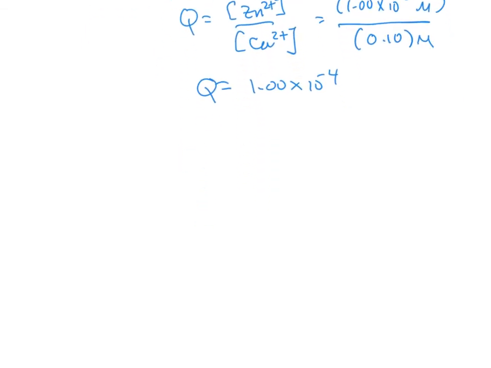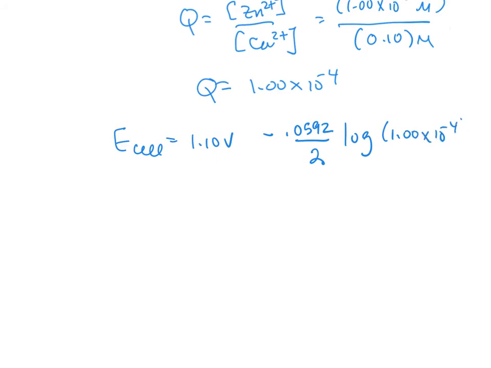Then you go and put it into the Nernst equation. E cell non-standard is E cell standard minus 0.0592 over n, which is 2, times the logarithm of Q, which is 1 times 10 to the minus 4. And you have that 1.10 volts minus a negative 0.12. So you get 1.22 volts.